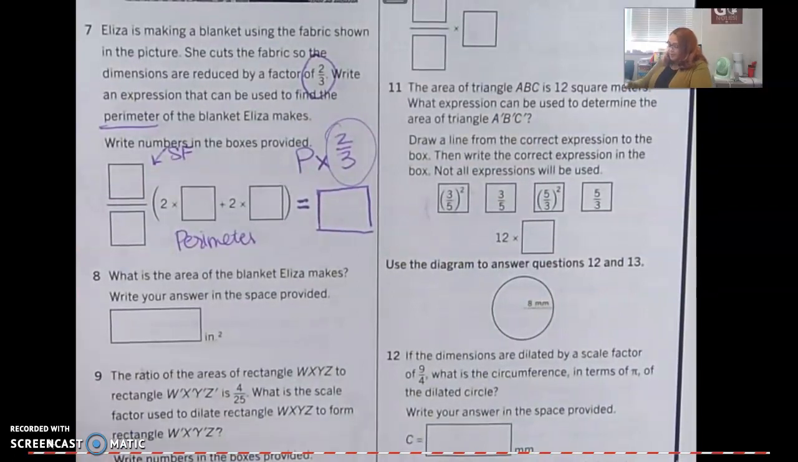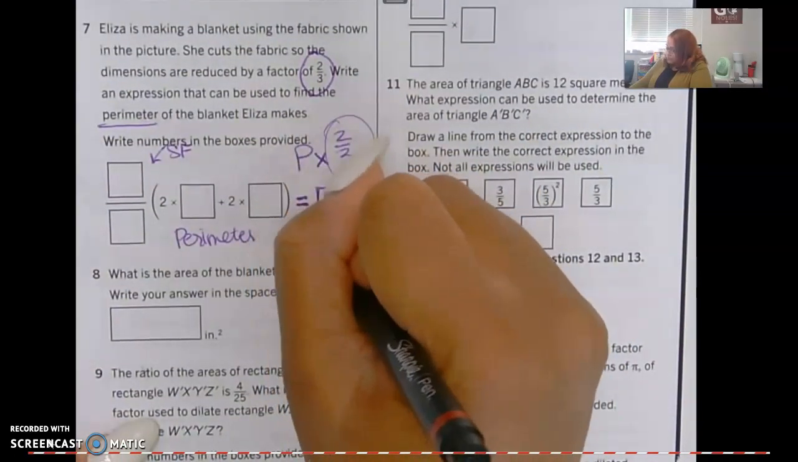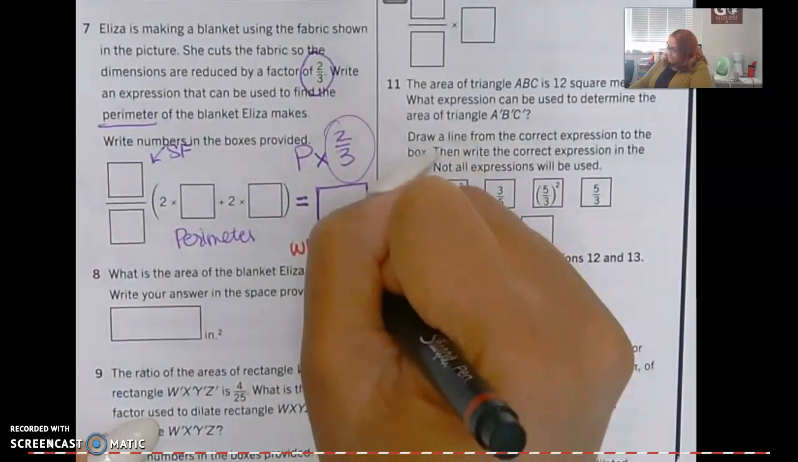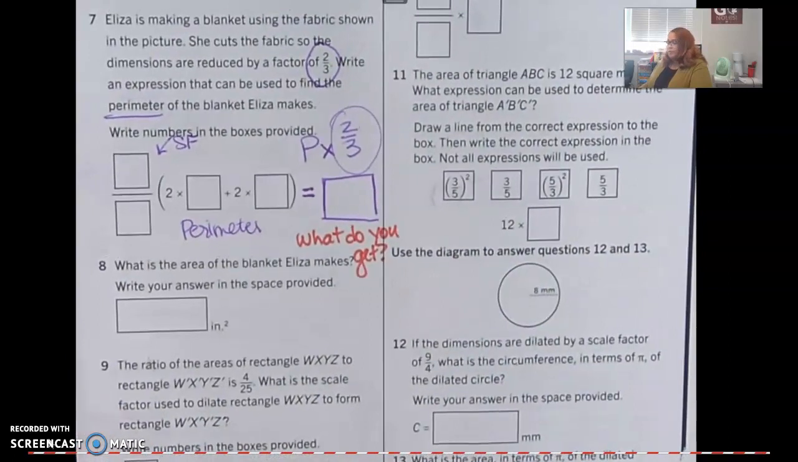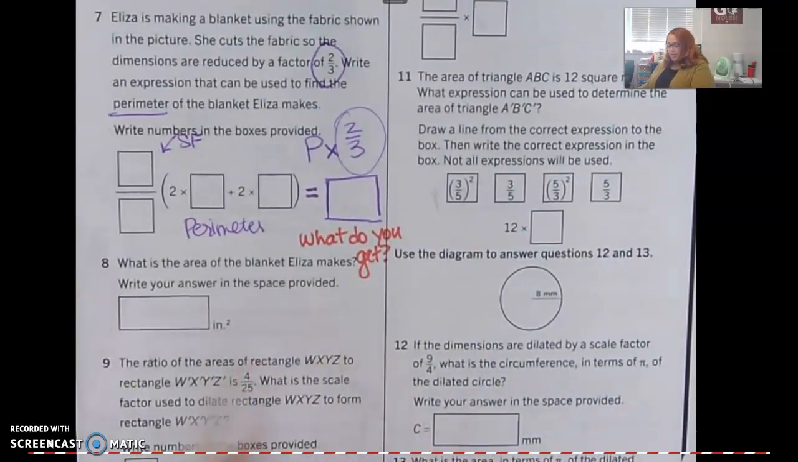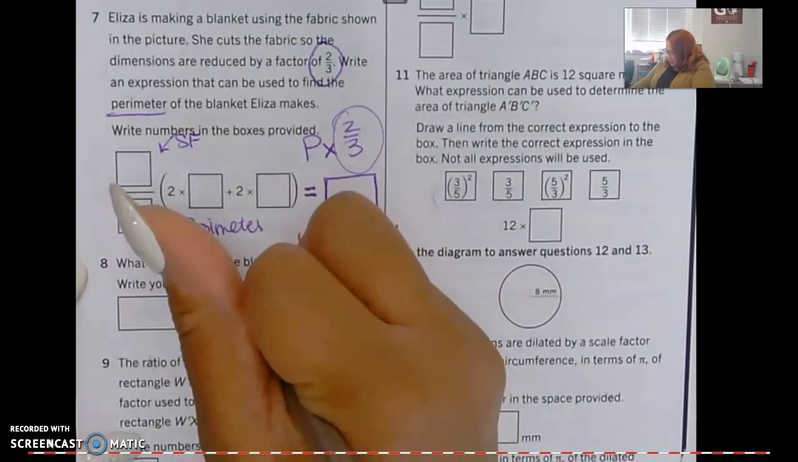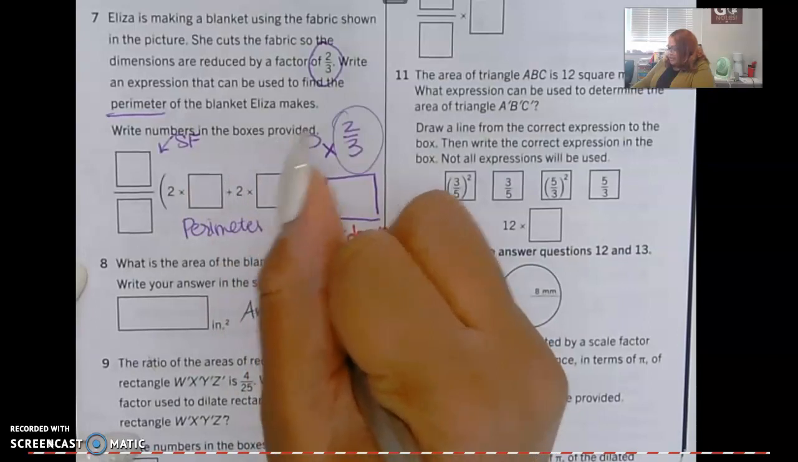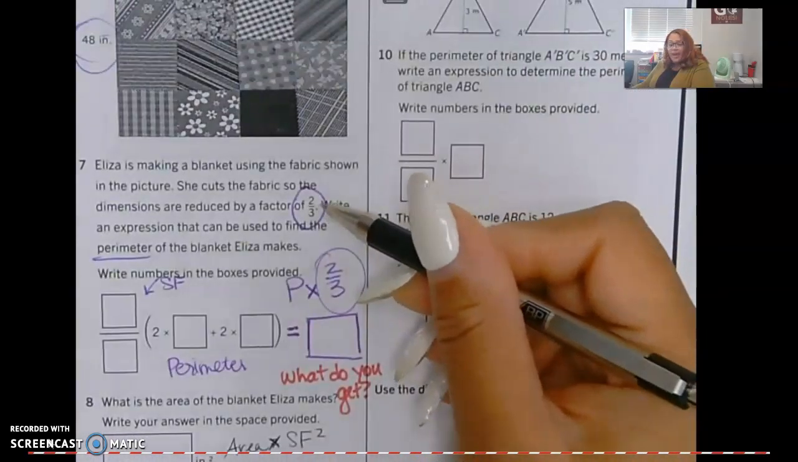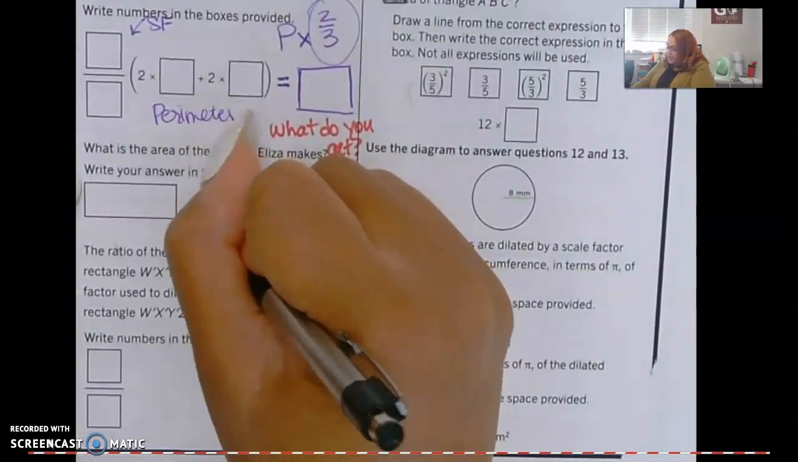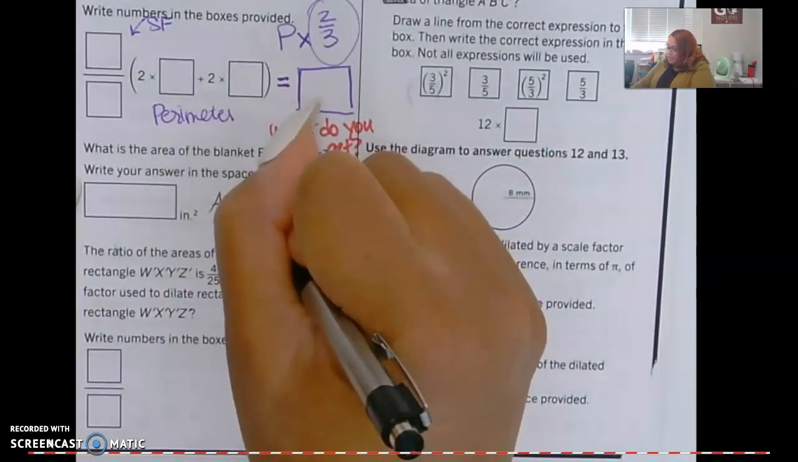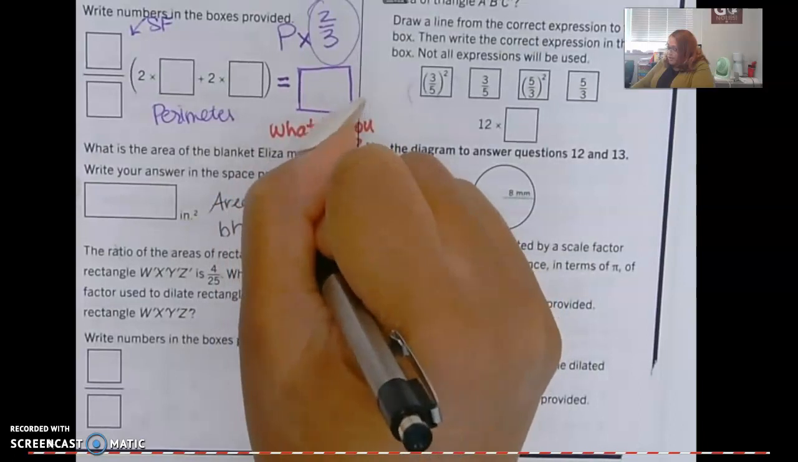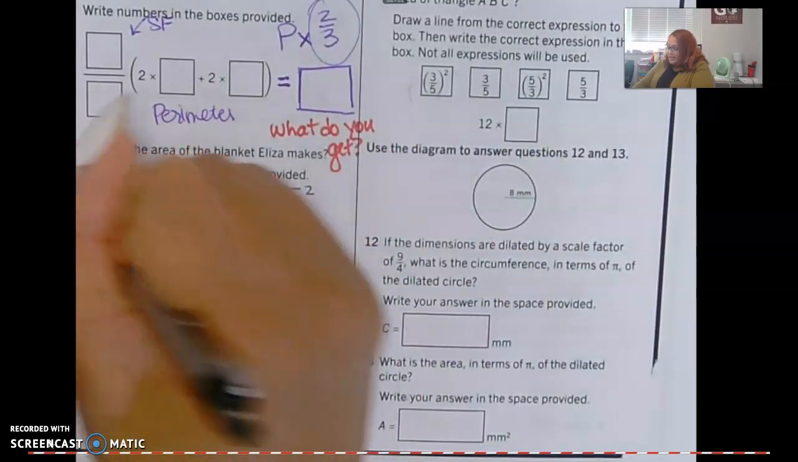What is the perimeter? What do you get when you calculate this? Okay, next. It says 8. What's the area? Well, area gets multiplied by scale factor squared. What's my scale factor? 2/3. What's my area? My base times height times 2/3 squared. You need to find that answer.